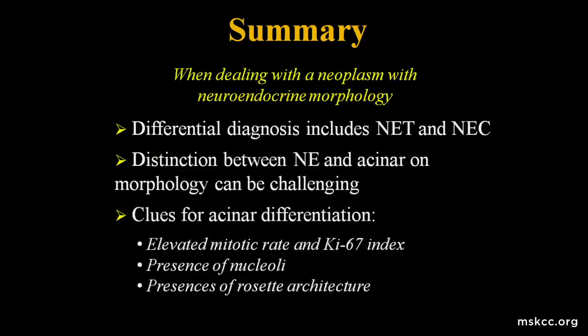And finally, when you're thinking about acinar, the clues are the following. You think it's a neuroendocrine tumor with a histological and cytological pattern, with an elevated mitotic rate and/or Ki-67 index, or the presence of nucleoli even focally, like in our case, or presence of rosettes or acinar architecture. So with that, I thank you for your attention.